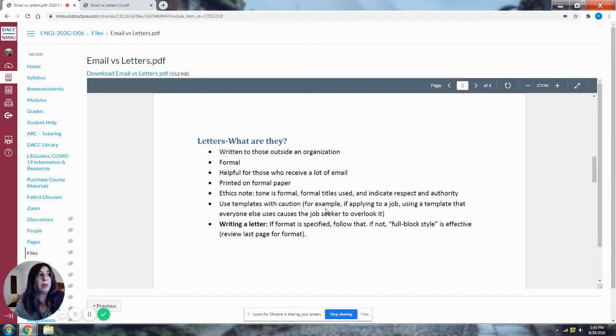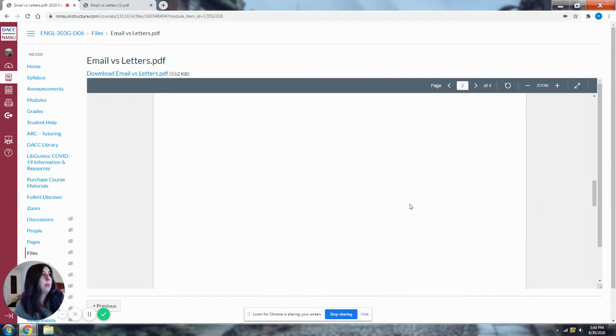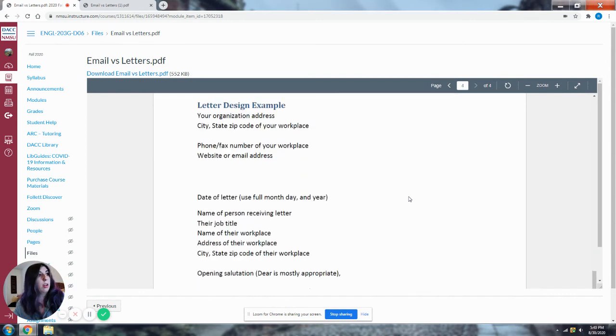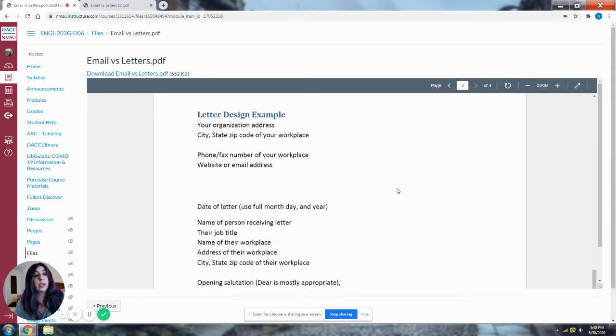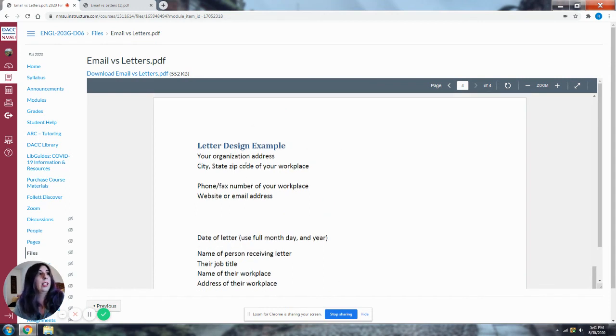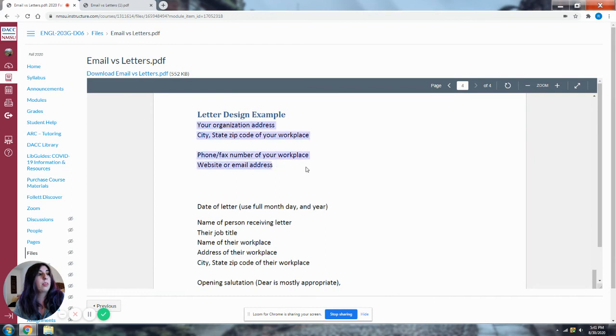Writing a letter, if format is specified, follow the format requested. If not, there's something called full block style that's a universal format for professional letters. So let's talk about full block format letters, and your book has an excellent example of this as well, but this is just a general summary. The letterhead information is standard on organization stationery. So whatever your workplace address is goes here. The city, state, and zip code of your workplace goes here.